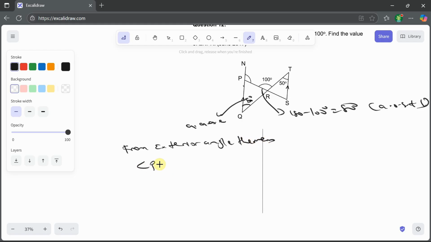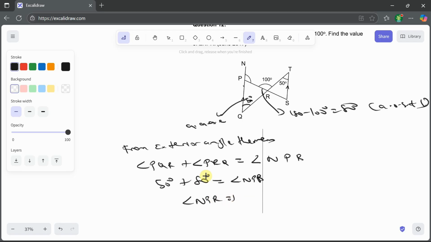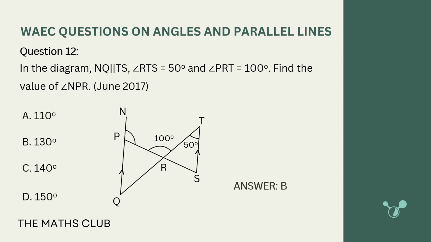Angle PQR plus angle PRQ is equal to angle NPR, right? So angle PQR is 50, so that's 50 degrees. Angle PRQ is 80 degrees that we found. So this would give me angle NPR. Therefore my angle NPR is equal to 130 degrees. So that is the value of angle NPR. Let's see if we're correct. That will be option B. Great.